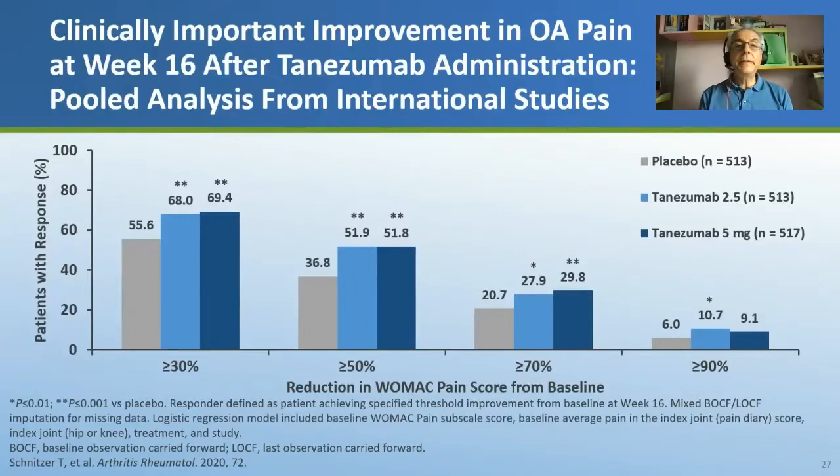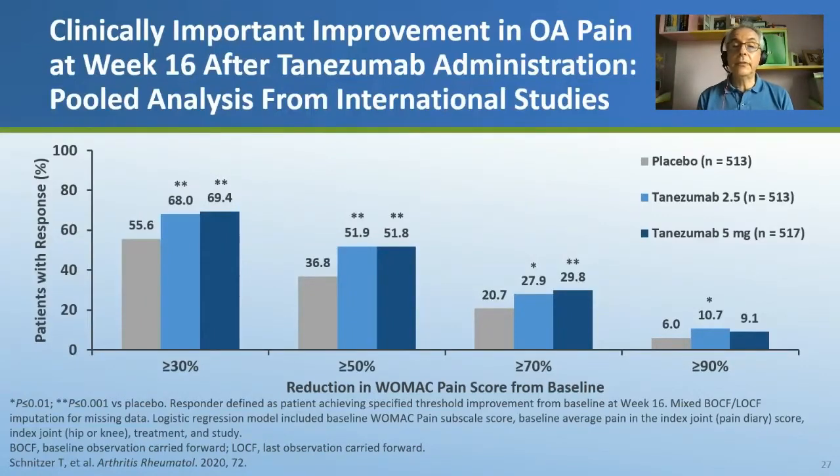And you see here the pooled clinical results of 3 randomized controlled trials, all comparing tanezumab with placebo. And here are the results at week 16. And what you see here is in gray the placebo, the light blue is the tanezumab 2.5, and the dark blue is the 5 milligram.